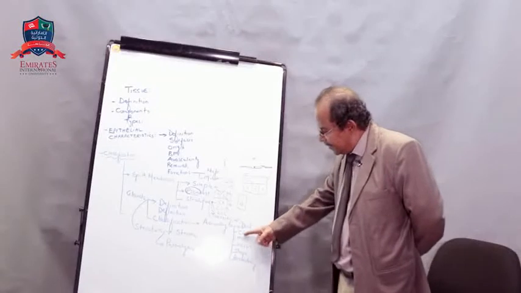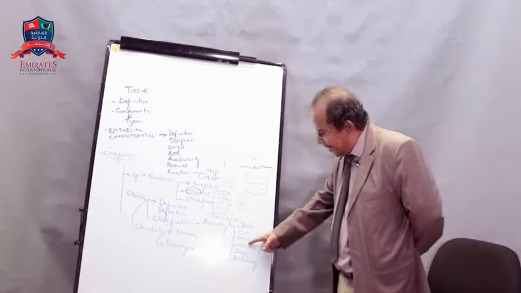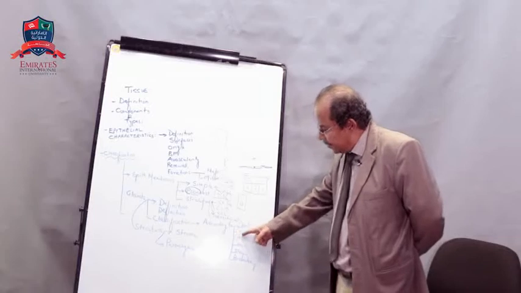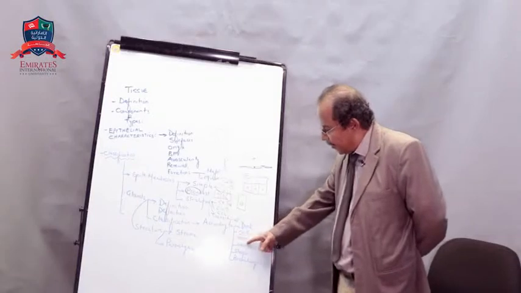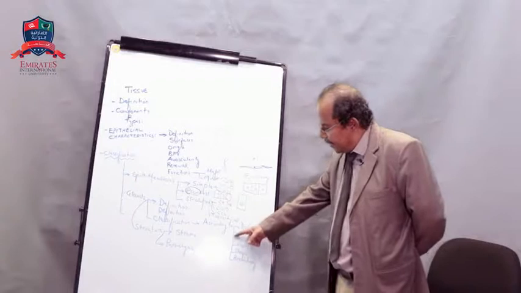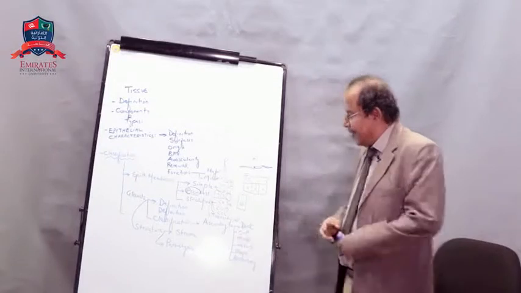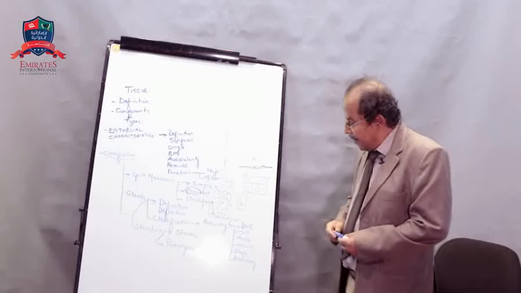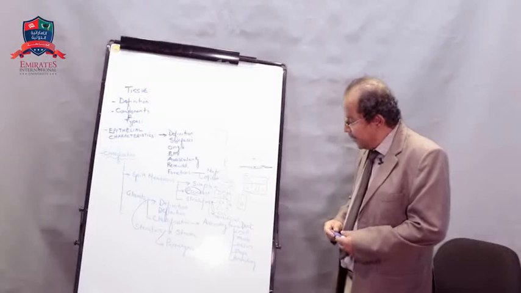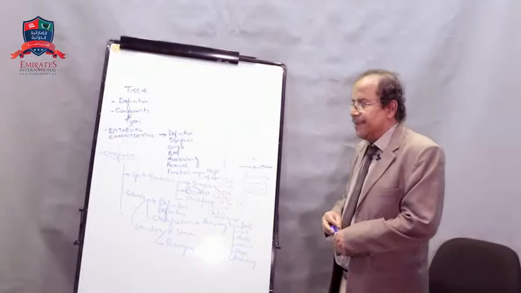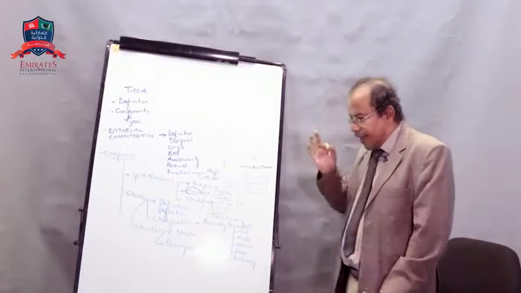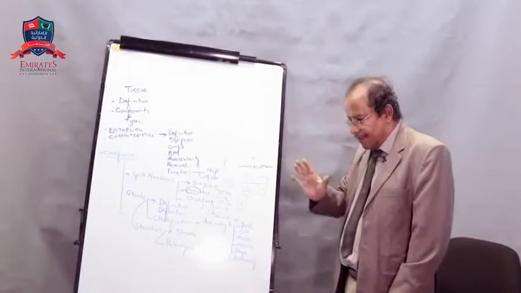How does the cell secrete? There are three ways in which cells secrete. Three ways. One way is known as merocrine. Second one is known as apocrine. And the third one is known as holocrine. Merocrine means what? The secretion goes out of the cell alone.